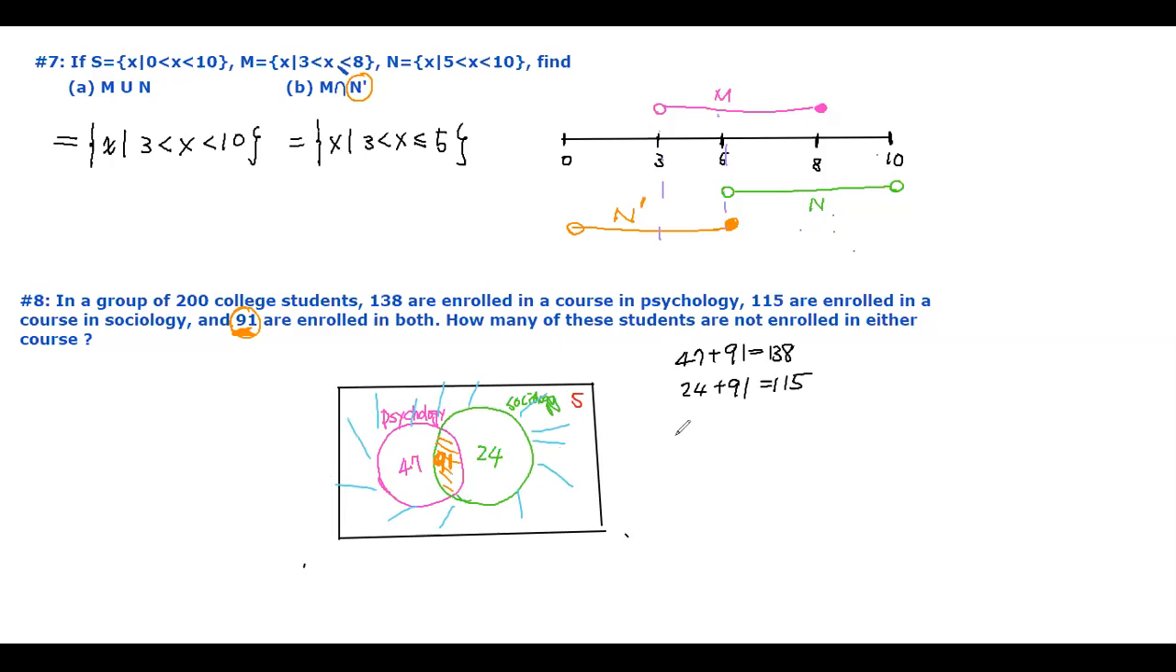So how do I find the number here? I know the total is 200, right? Then you can subtract, so basically you subtract those three pieces. So you subtract 47, subtract 91, subtract 24. So that will give you the outside of my light blue colors here. So it's 38. So that means outside this area, I have 38. That means this 38 is not in psychology, not in sociology, maybe in some other classes here.